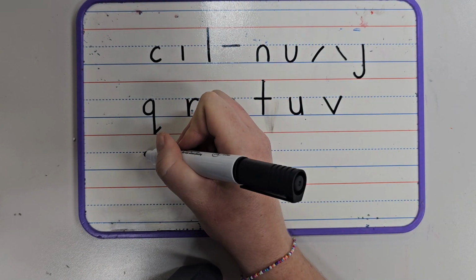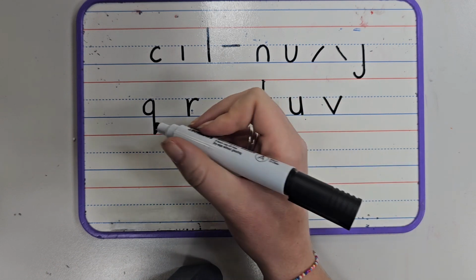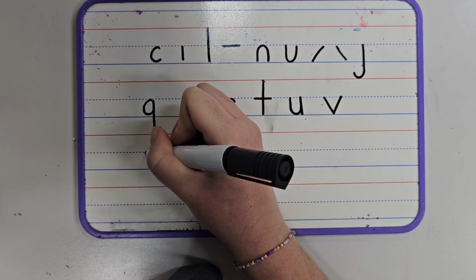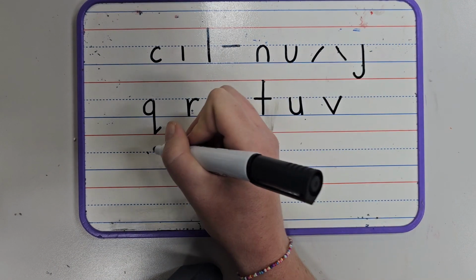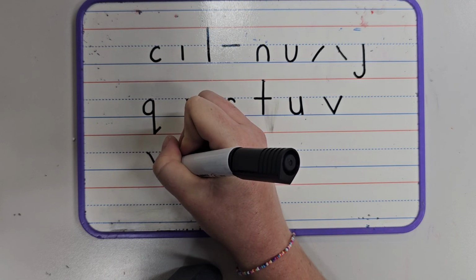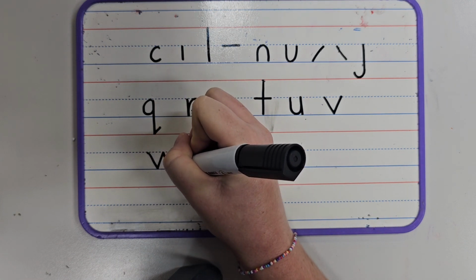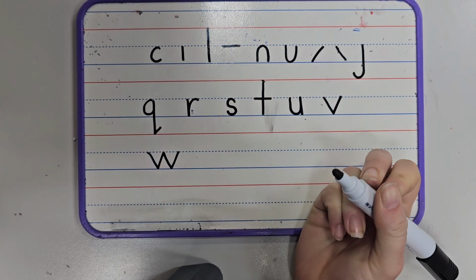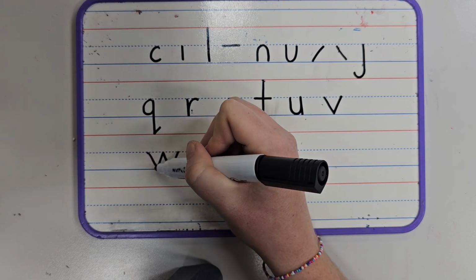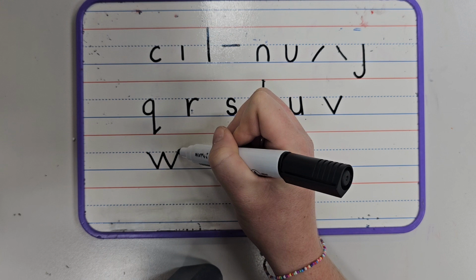Letter W, making sure we're starting in the middle. Jack and Jill letters, like this. Jack and Jill went down the hill, up the hill, down the hill, up the hill. Say it again. Down the hill, up the hill, down the hill, up the hill.